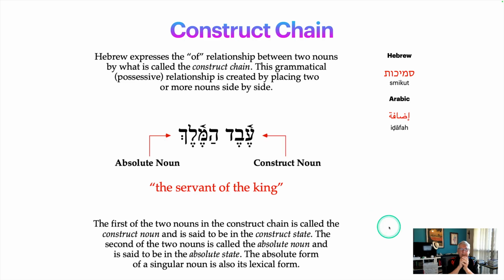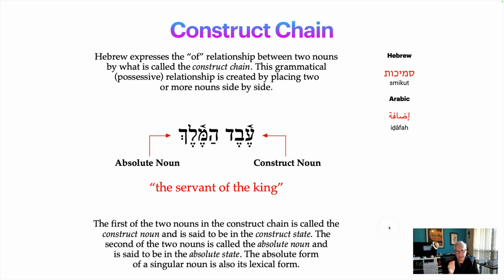So the construct is a way in which Hebrew and other Semitic languages express the of relationship between two nouns, and they do it by joining them into a chain, putting them side by side in a way that creates a relationship between the two terms. So in the example in the middle of the screen, we have eved, servant, and then we have HaMelech, the king. And that will be translated, as you can see, the servant of the king.